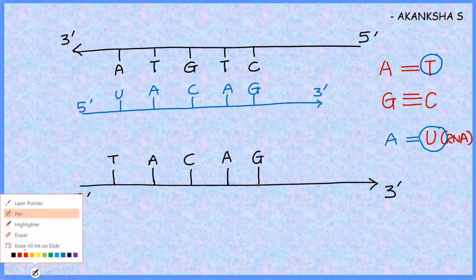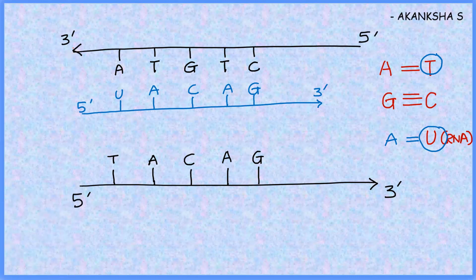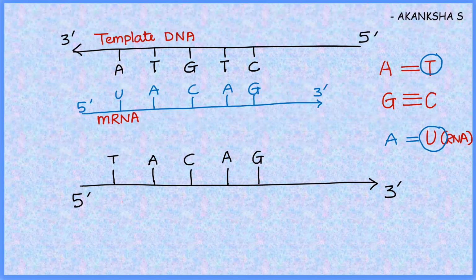So what have we done? First things first, we need to understand that these two, 5' to 3' in black, are the DNA. The DNA that we are using to form mRNA is the template strand or template DNA. This is your mRNA or RNA. The strand that is not utilized for making mRNA is called the complementary strand or complementary DNA.